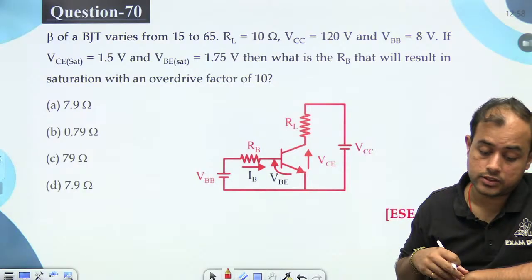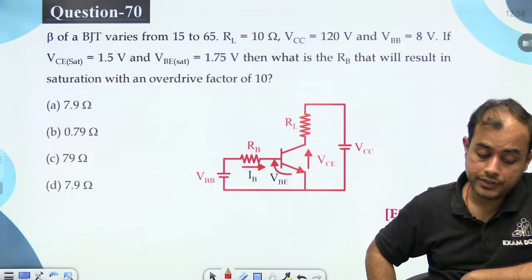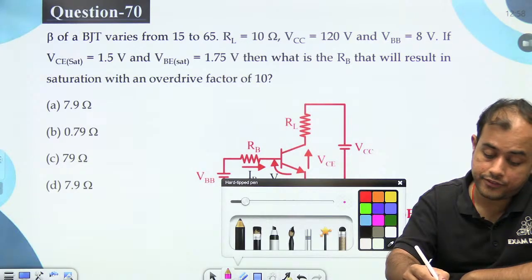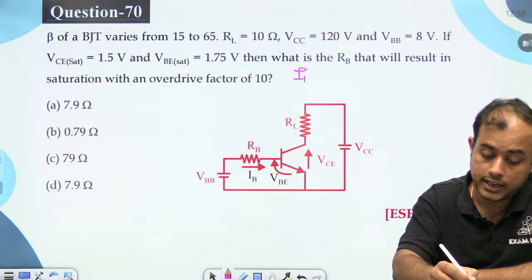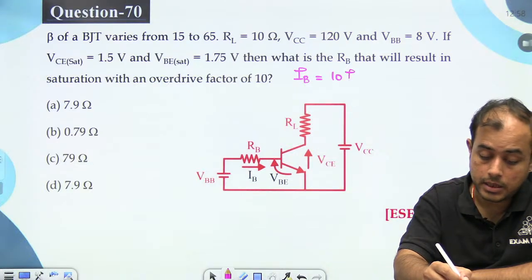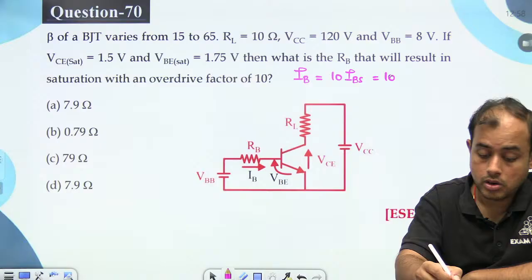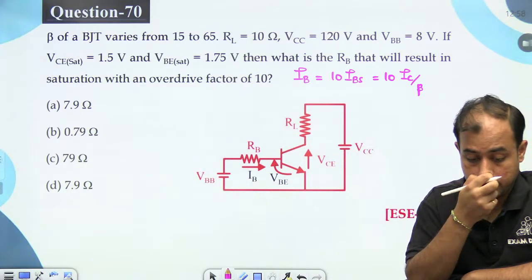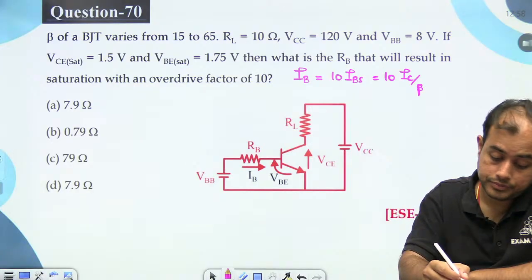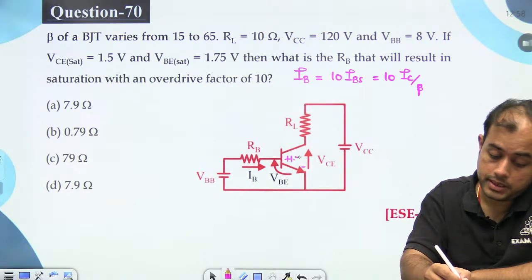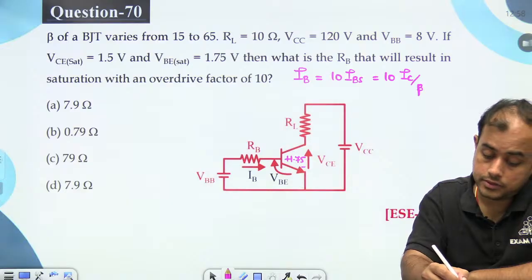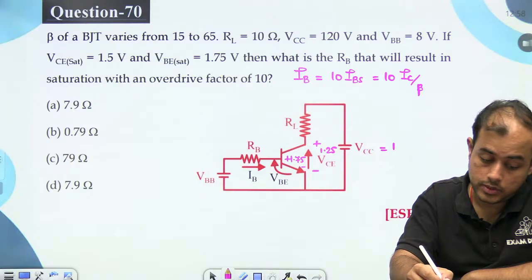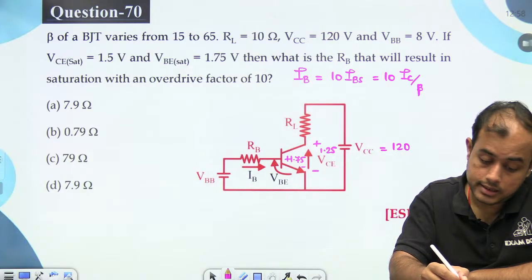Beta of a BJT varies from 15 to 65. RL is 10, VCC is 120, VBB is 8. VC is at, VB is at, RB. That will result in saturation with overdrive factor of 10. Overdrive factor means IB is 10 IBS or 10 IC by beta. Okay, 10 IC by beta. So VB 1.75. This is 1.25. VCC is 120. RL 10.